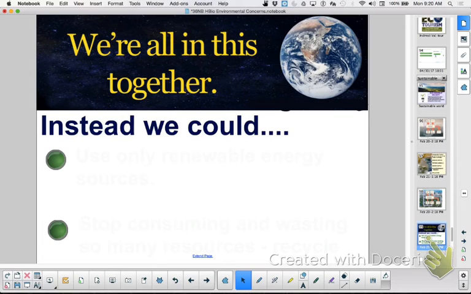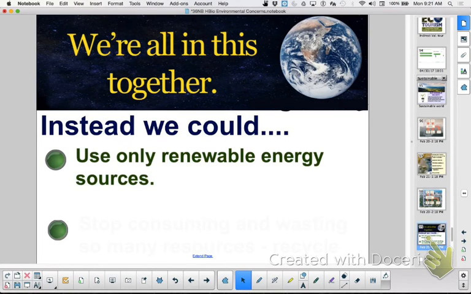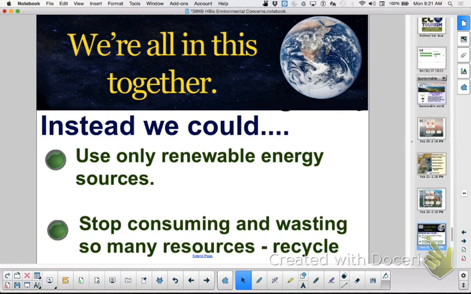And we're on this together, okay? So instead we could use only renewable energy sources and stop consuming and wasting so many resources. So, the characteristics of a sustainable society: use only renewable energy sources, reuse heat and waste materials, and maximize recycling products.